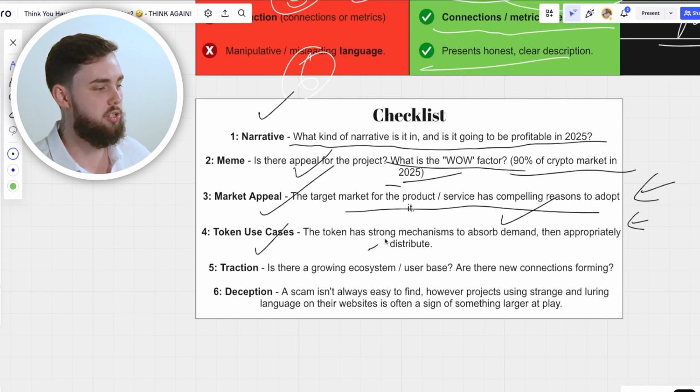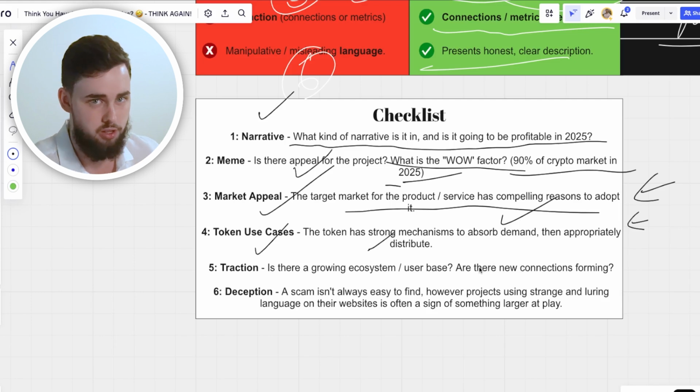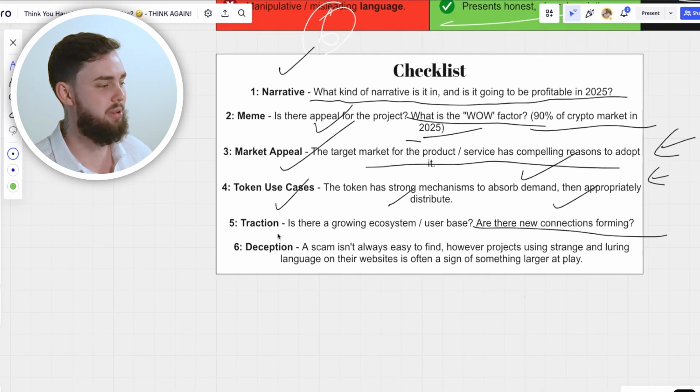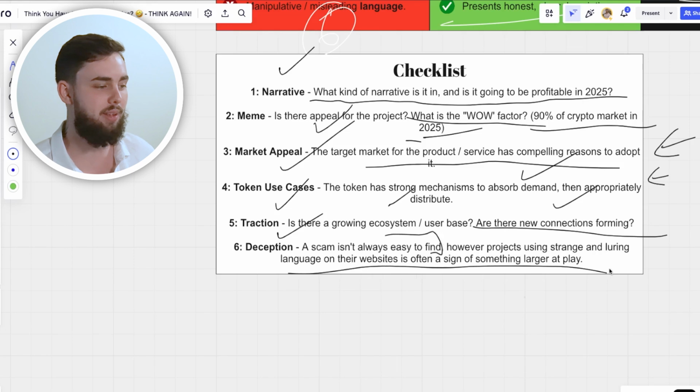Is there a growing ecosystem or user base? Again, we can check this in metrics, for example. And do they have new connections forming? It's mostly important to have the connections forming, right? And number 6 is deception. A scam isn't always easy to find. However, projects using strange and leering language on their websites is often a sign of something larger at play.